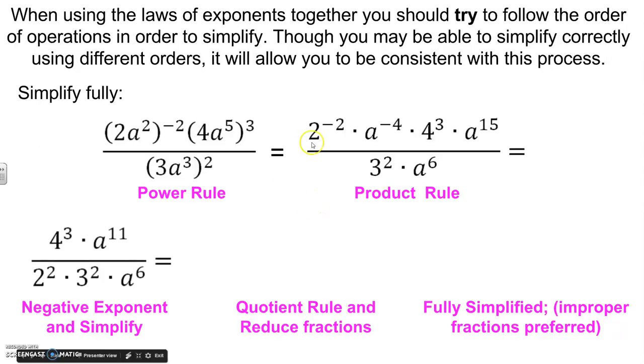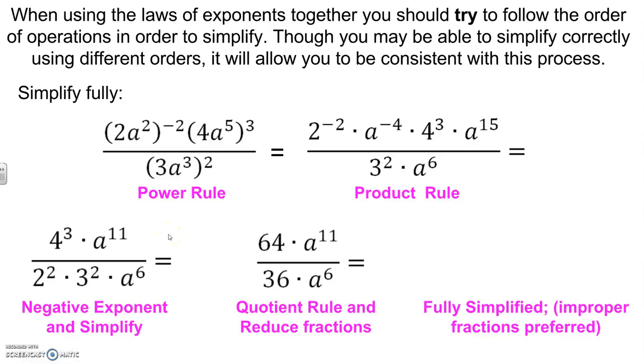After that, I simplify my negative exponent. 2 to the negative 2, well, that moves down to the denominator and makes that 2 to the positive 2. This can only be done if the exponent is negative. Here I had a to the negative 4 and a to the 15th, but I already simplified them with the product rule to get a to the 11th. Simplify my numerical values. 4 to the third, 2 squared times 3 squared. Make sure you follow the order of operations here. You first simplify, so 4 times 9 is 36. And last, I'll use the quotient rule and then fully simplify.